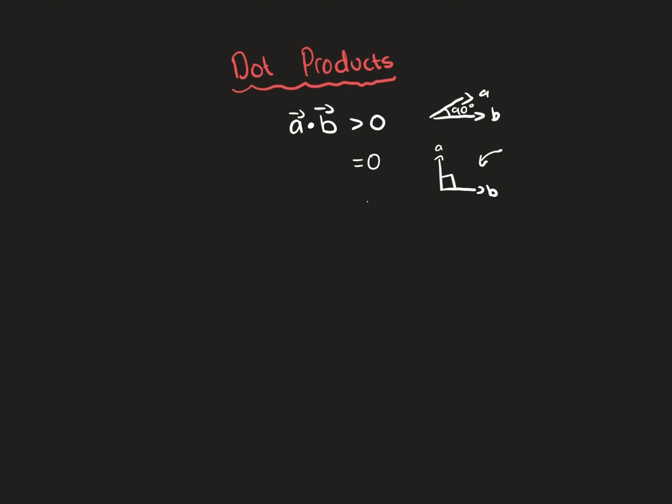Let's say A dotted with B is less than 0. That means the angle is pretty much obtuse or almost in opposite directions. It could be like this too. And all that means is that A and B are pretty much not similar at all.